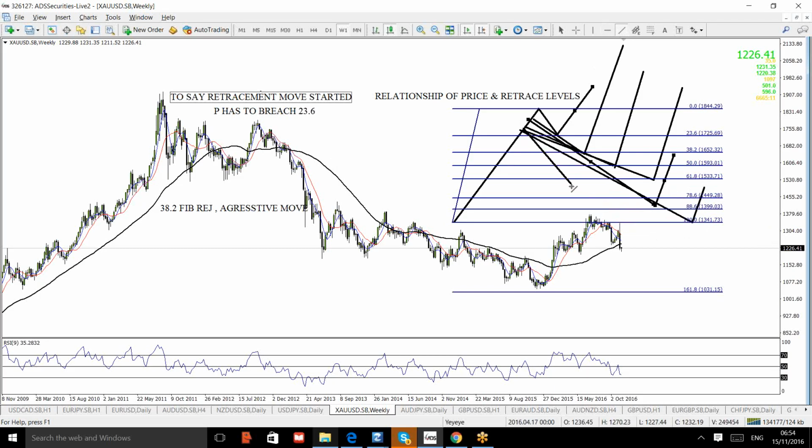If the price breaches 100%, guys. So if the price breaches 100%, and if the price rejects at 100% and continues to the upside, rejects and goes to the upside, remember, they are two different things.